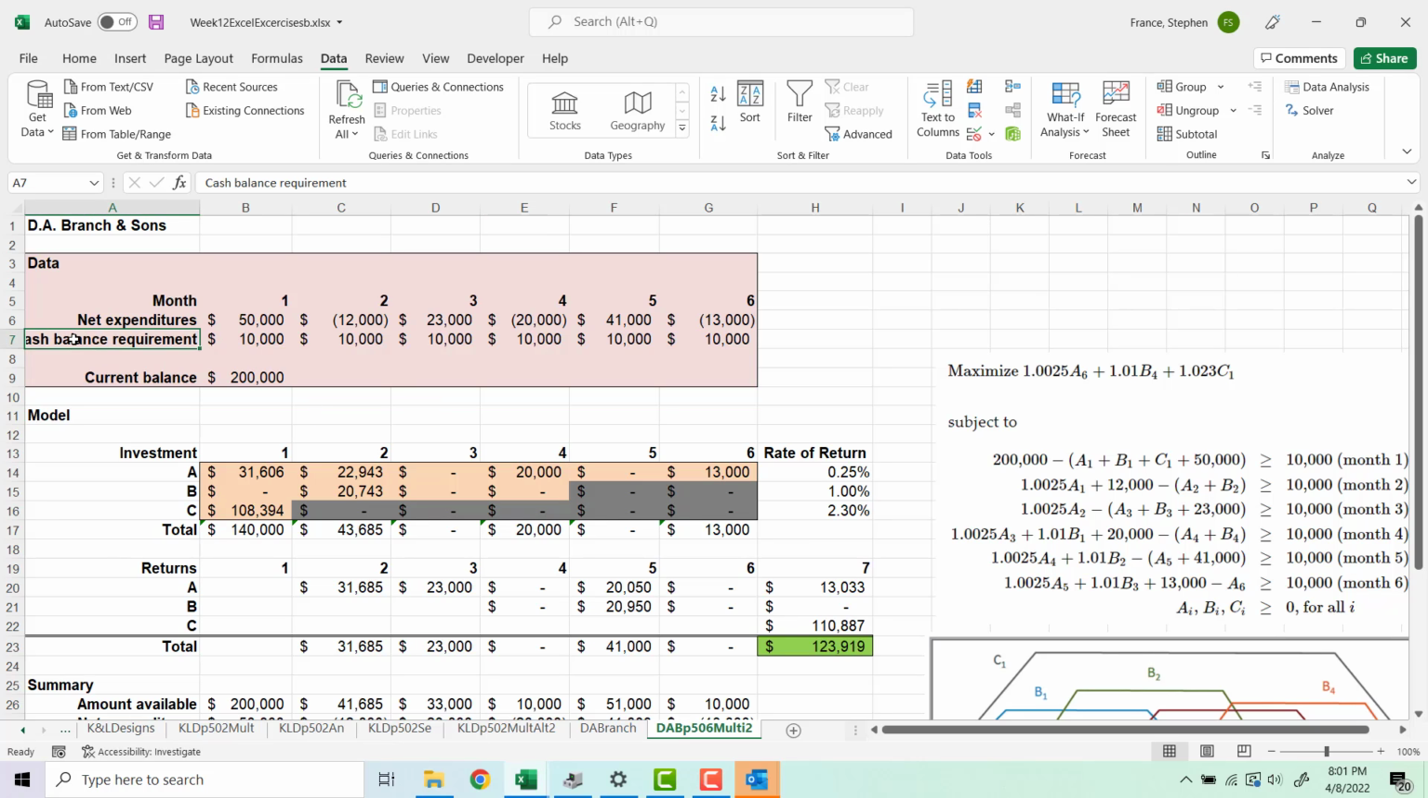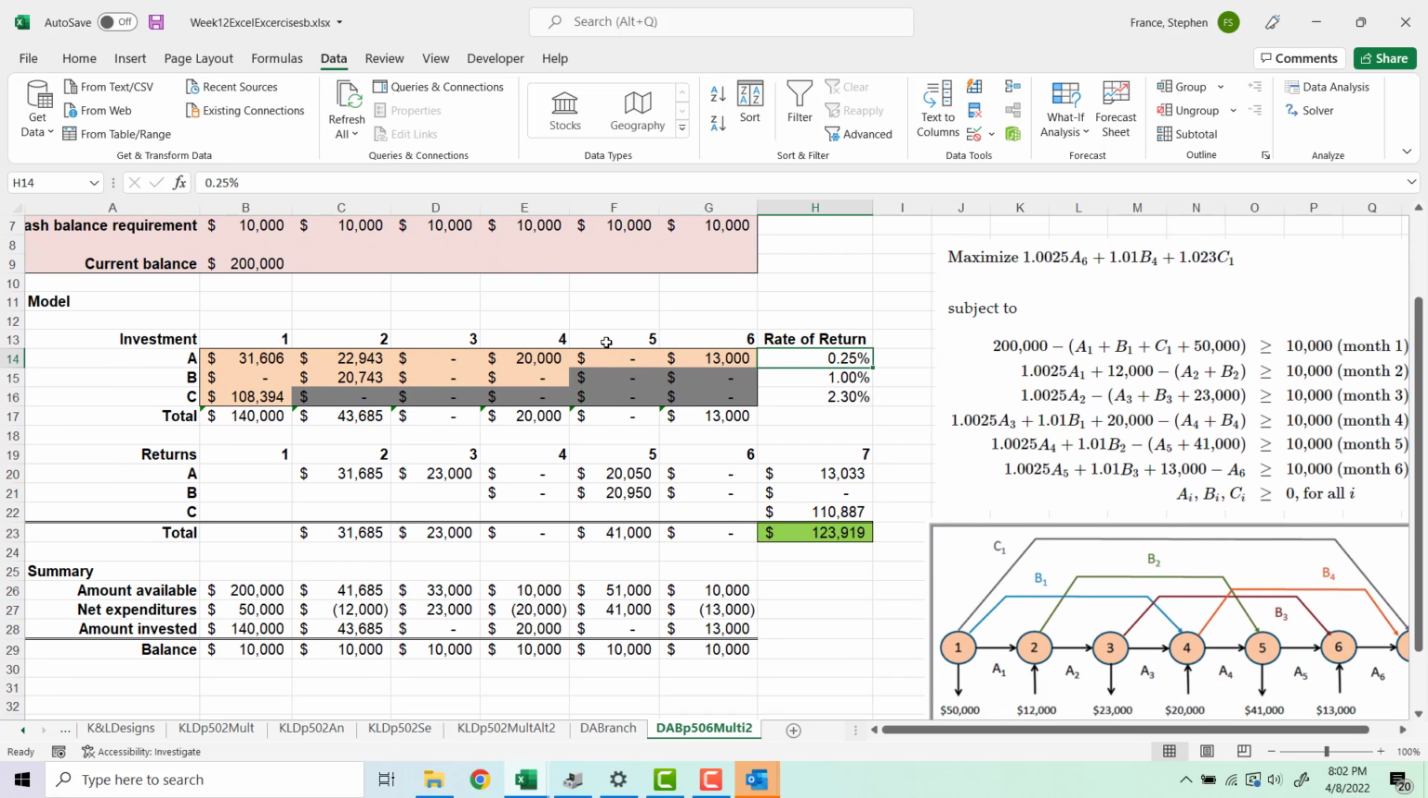So the idea here is we have $200,000 that we want to invest throughout 6 periods. And we basically have a set of investments. Investment A returns 0.25% in the next period. Investment B returns 1% 3 periods later. And investment C returns 2.3% 6 periods later.